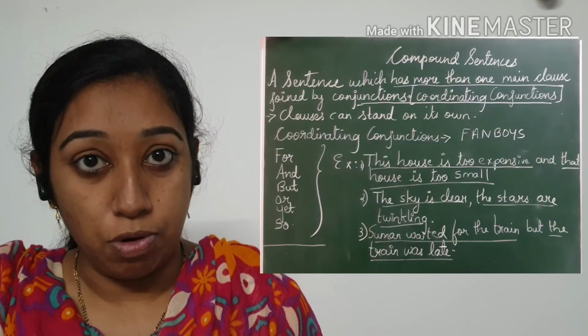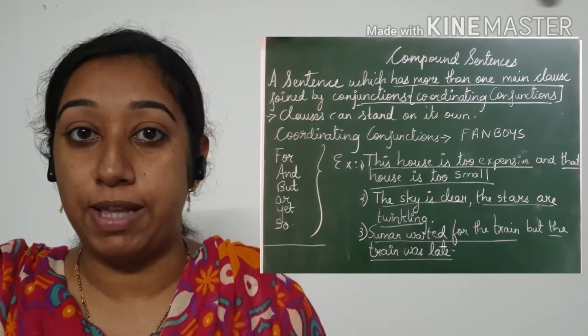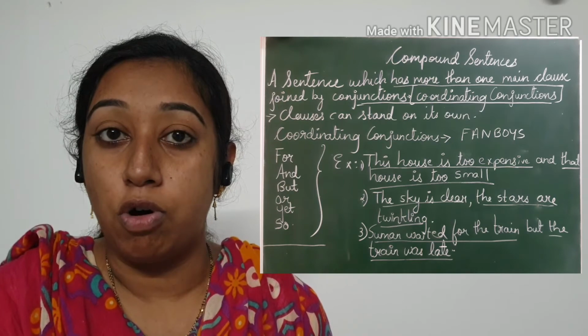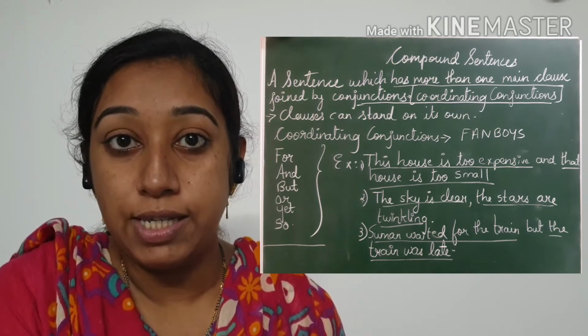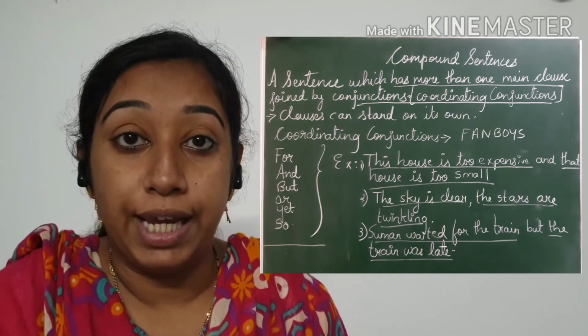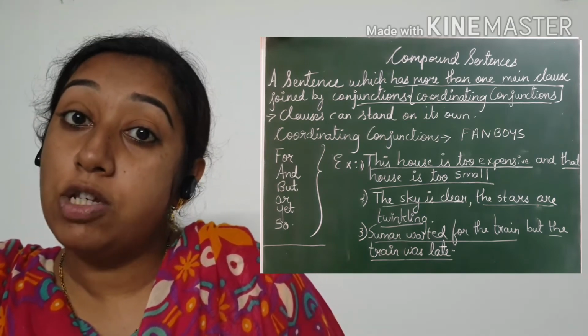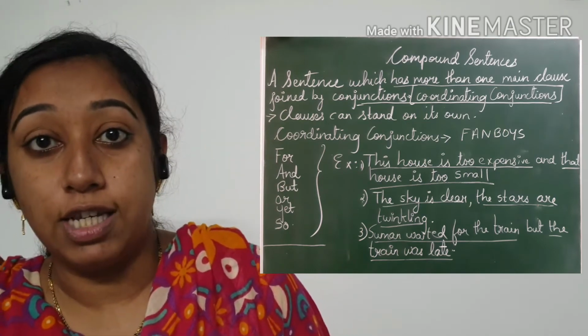Children, as I told you, a compound sentence has more than one main clause and has finite verb in it. So remember some examples I will tell you now. This house is too small and that house is too expensive. So now this house is too small is one clause, and I've used and over there. It is a conjunction. That house is too expensive. So two independent clauses are joined by the conjunction and over there. So it is a compound sentence.